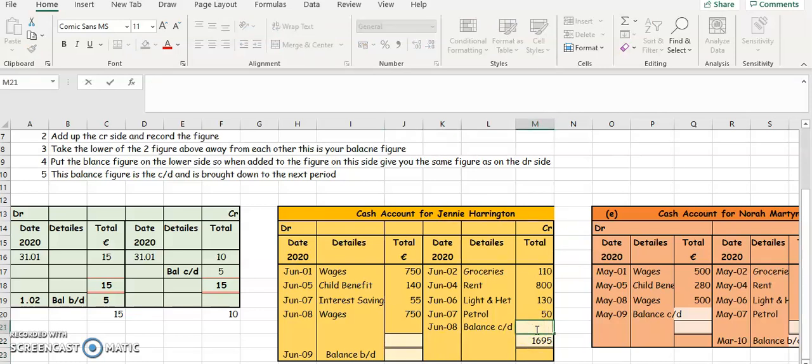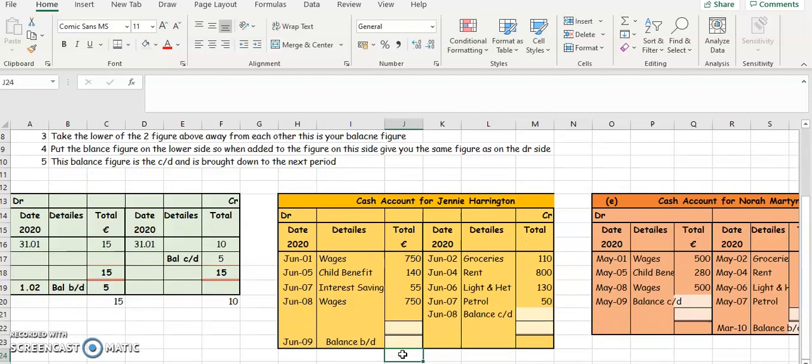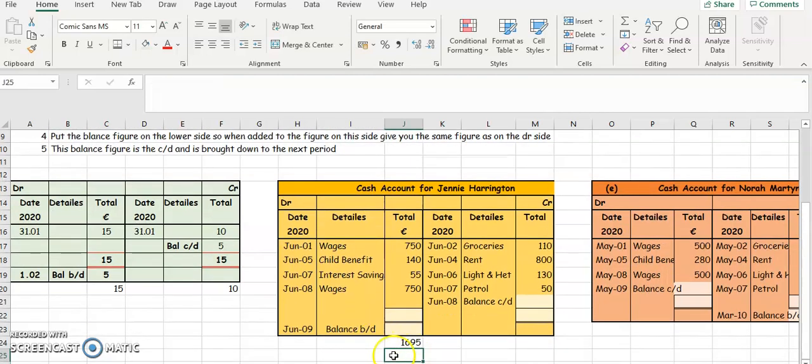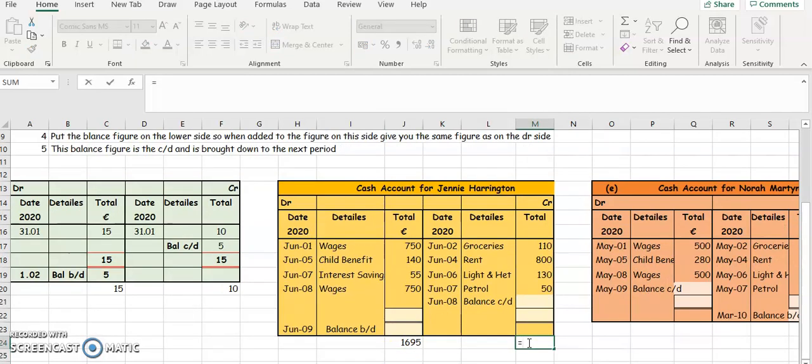We're going to do exactly what it says there. We're going to add up the debit side, add up the credit side. So let's have a look at this here. The debit side is 750 plus 140 plus 55 plus 750 again. So our debit side is 1,695. Now I'm going to add up the credit side. So 110 plus 800 plus 130 plus 50. That's going to give us 1,090.